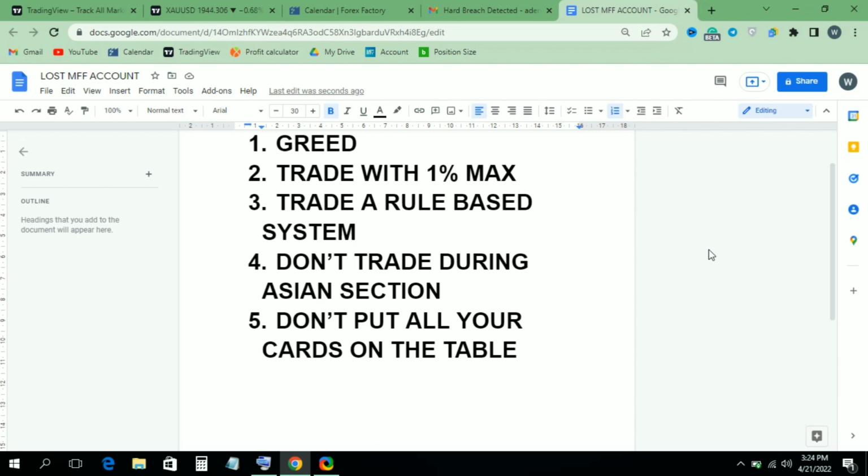I don't trade against my rules. I trade from only specific regions. I don't just jump into a trade because it's bullish or it's bearish, regardless of whatever I'm thinking. I don't just trade like that. I make sure I trade a rule-based system, and I don't want to divert from this last advice, which is don't put all your cards on the table.